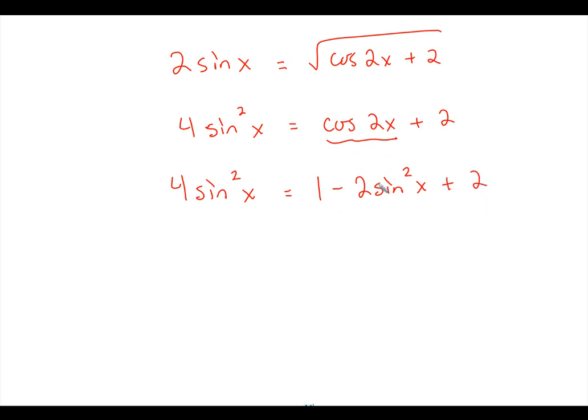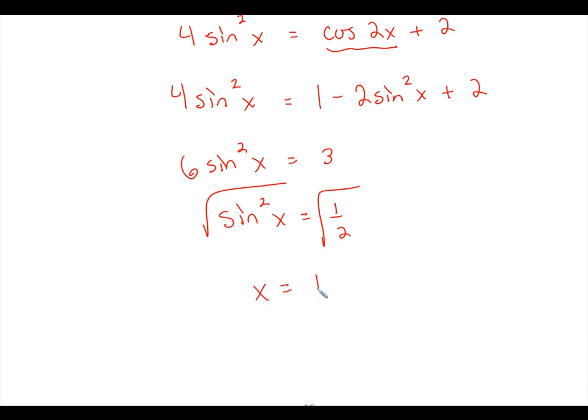And then we can add this to both sides. We have like terms. That would give us 6 sine squared x is equal to 3. Divide by 6, so we get sine squared x is equal to 3 over 6, which is 1 over 2. And then we're going to square root both sides, all right? So then we're going to end up with x is equal to, so we have a plus and a minus. The square root of 1 over 2, that would be 1 over root 2. And when you rationalize this, this is going to give us plus or minus root 2 over 2.